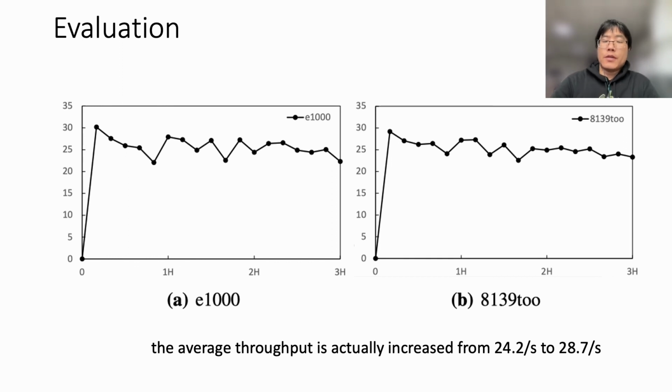Compared with syzkaller, the average throughput actually increased from 24.2 executions per second to 28.7 executions per second. The main reason is that the feedback of error states effectively accelerates the fuzzing process.